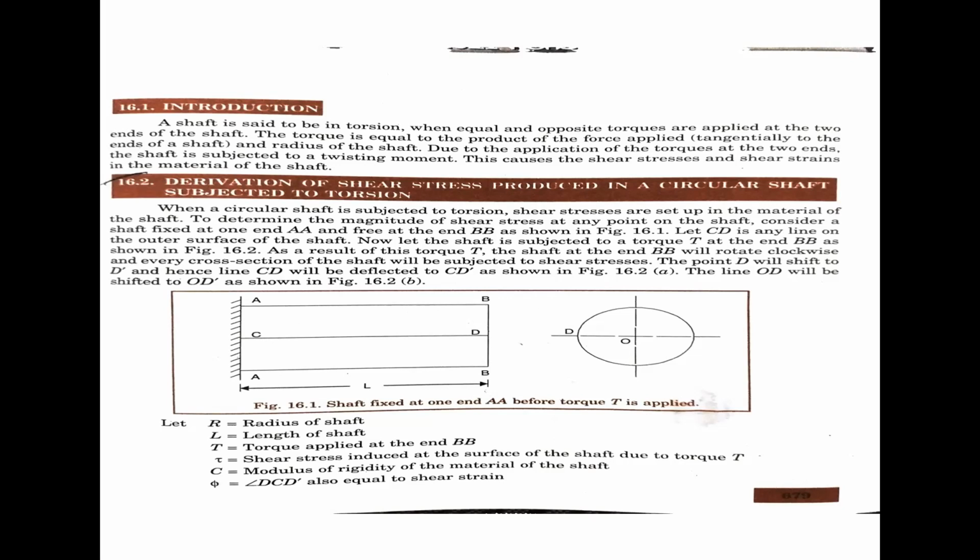Phi equals the angle of the triangle, just like angle DCD dash, which is also the shear strain. Angle theta equals the angle of the triangle, just like angle DOD dash. This is the front view, in diagram 16.2b. This is the triangle portion. This is the angle of twist, that means theta.